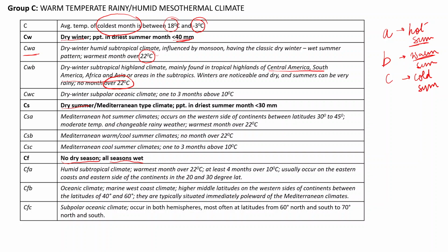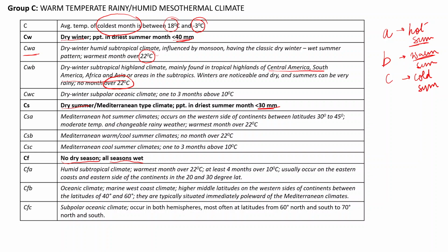If in the examination it is asked which of the following Köppen's classification scheme groups designates the Mediterranean type of climate, it will be CS. So C stands for warm, temperate, rainy, and S stands for the dry summers. Here the precipitation in the driest summer month is less than 30 millimeter. So CSA, it is again hot summers.